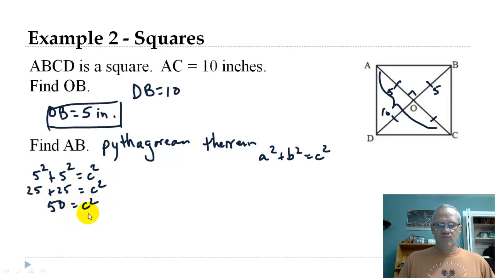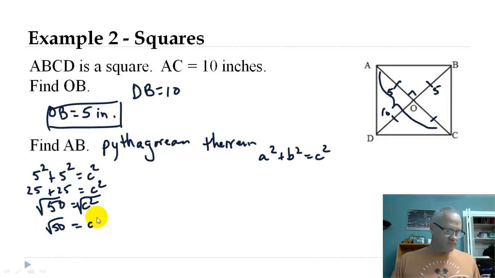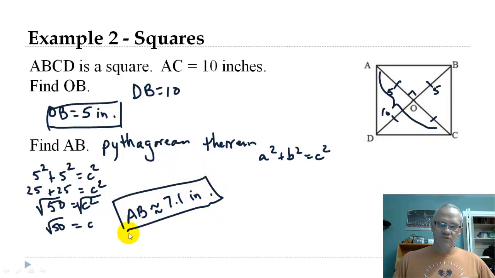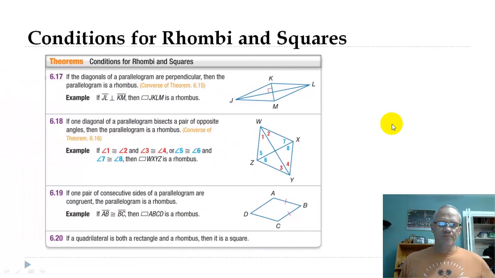That's 50. How do we undo squaring something? Take the square root. And so that means C would be the square root of 50. I'll just punch it into the calculator here. Square root of 50 is approximately, so this means AB would be approximately, I'm going to round it to 1 decimal, 7.1 inches. Okay? So if it asks you anything about degrees, you know the whole thing's 90, and each one of these by themselves are all 45. So that's pretty simple. All right.